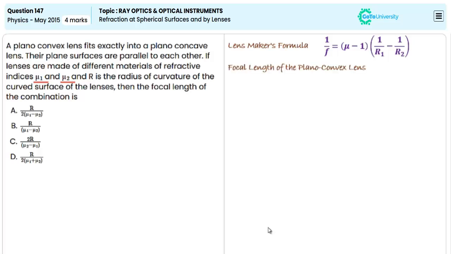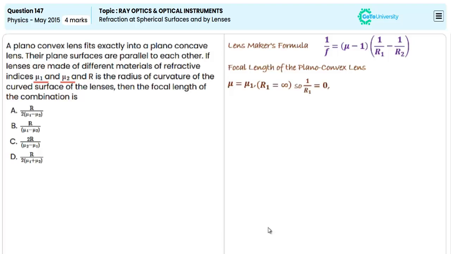For the plano-convex lens, mu is equal to mu1. One surface is plane, which means r1 is equal to infinity. So 1 by r1 is 0, and the other surface is convex, which means r2 is equal to minus r, since it is opposite to the light's direction.